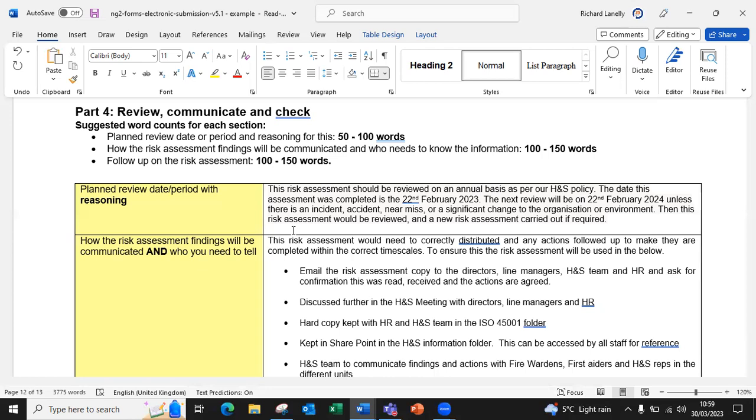From a DSE standpoint, access and egress. Have you got a ramp for that? Have you got disabled toilets? So a new risk assessment would have to be done just to make sure that you were able to accommodate that new member of staff, which you should have anyway.